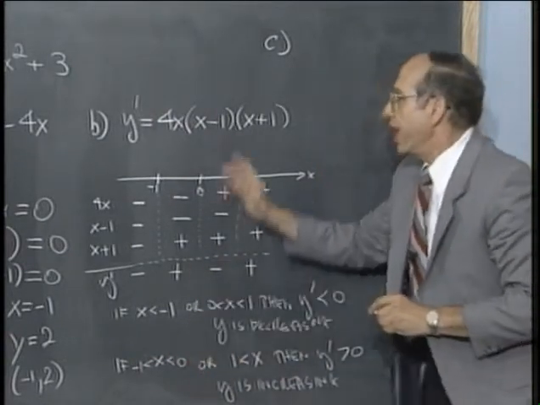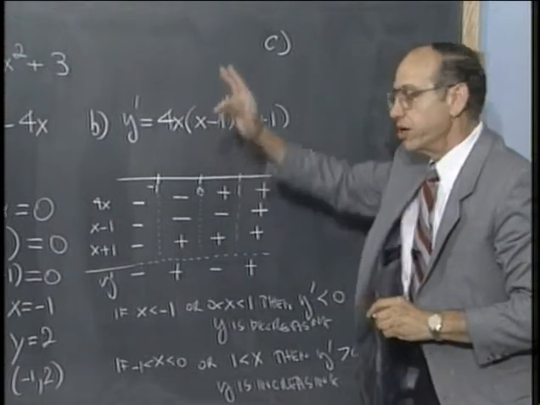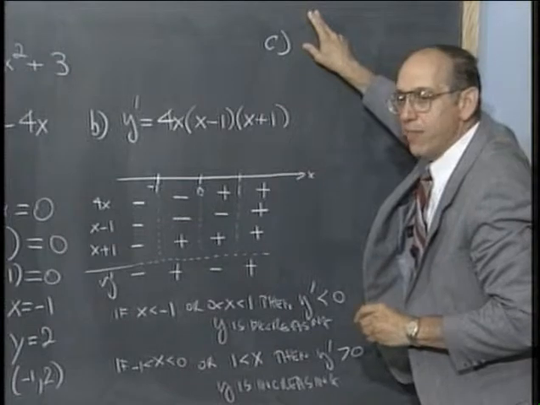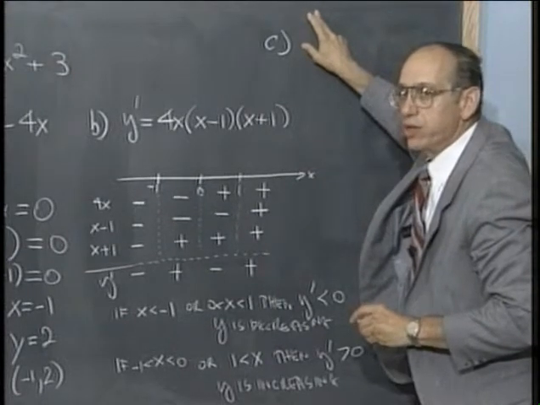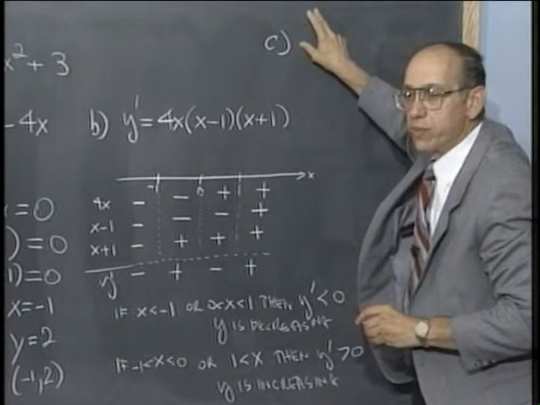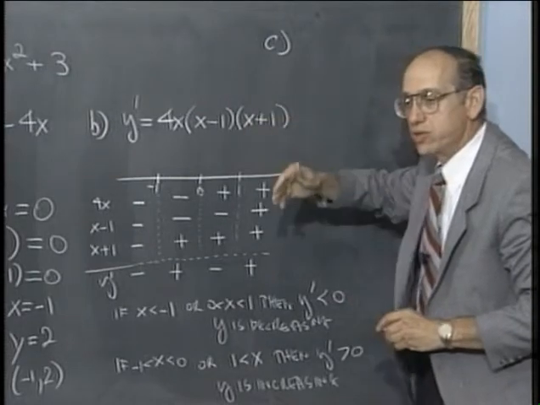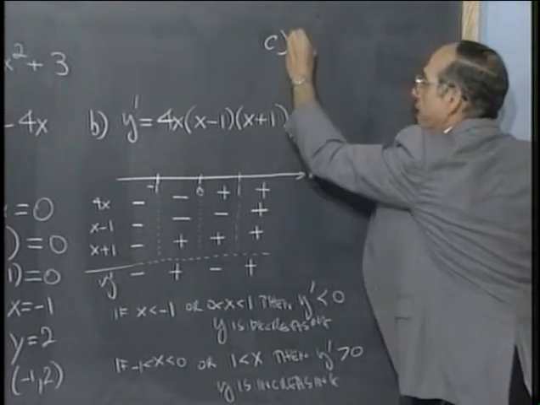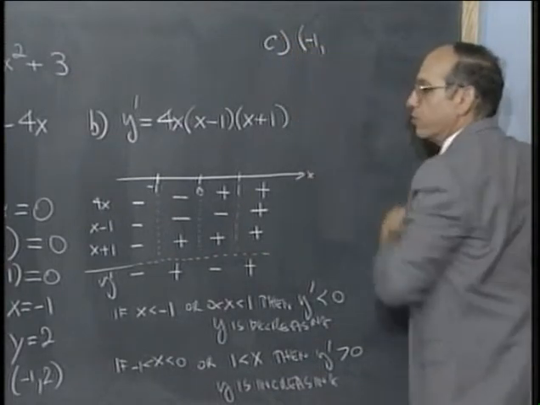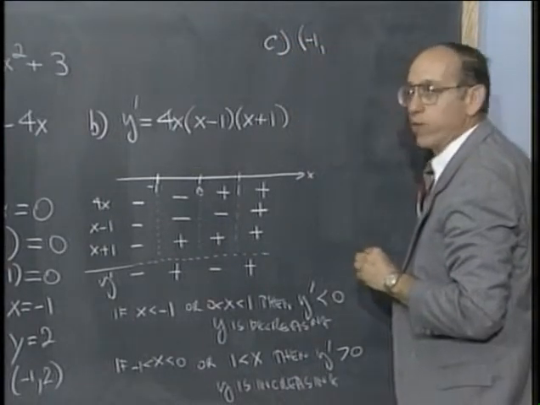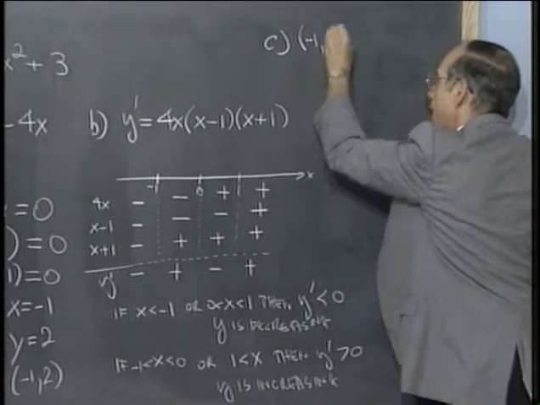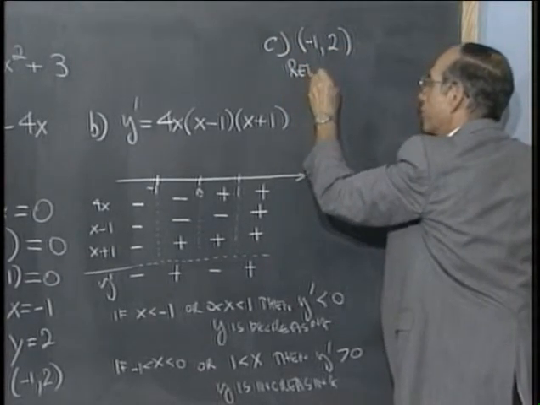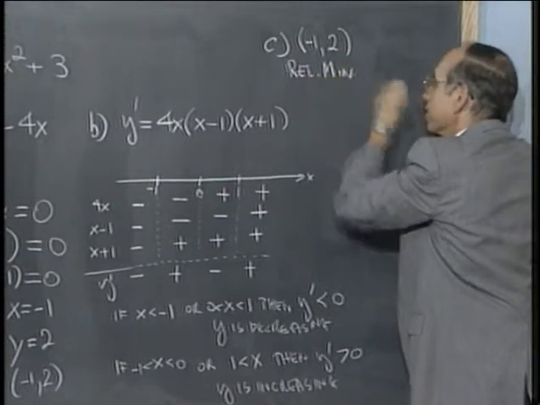That means as x gets near minus 1, first the function is decreasing, and then it's increasing. That means that at x equals minus 1, we must have a relative minimum value. We're coming down from the left, and then we're going up to the right. So at x equals minus 1, where we calculated earlier that y was equal to 2, we have a relative minimum, which I'll abbreviate rel min.